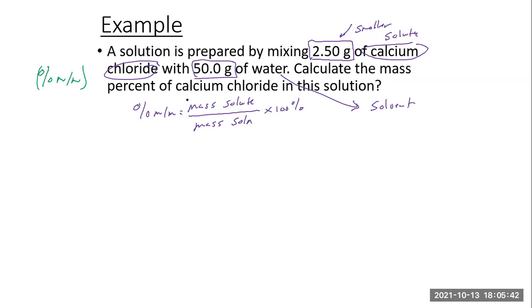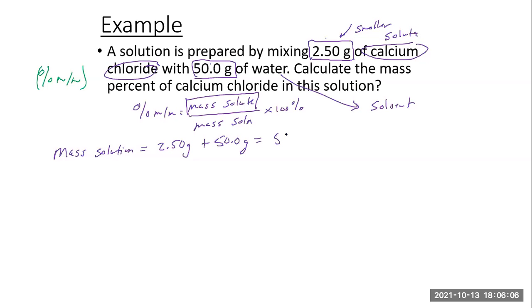So the mass of the solute we have, that is obviously the 2.5. We do not have the mass of the solution. As I mentioned before, this is actually given to you separately. So we do need to add those together to make sure we get both parts of the solution. Again, the solute, which in this case is 2.5 grams, and the solvent, which is 50 grams.